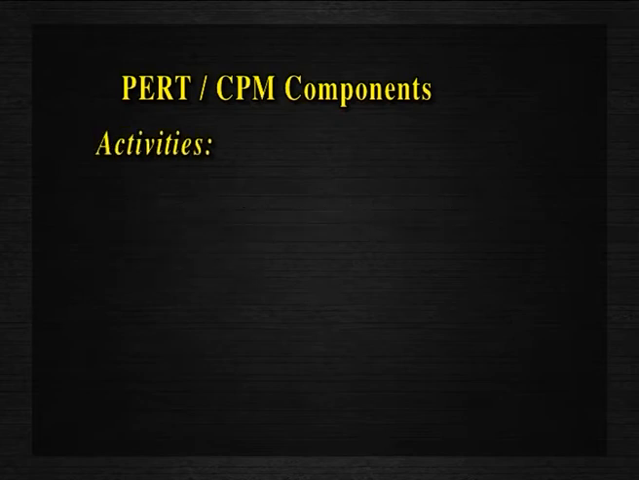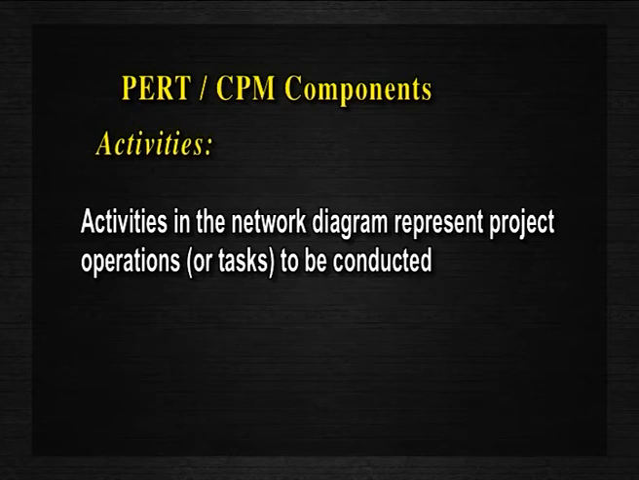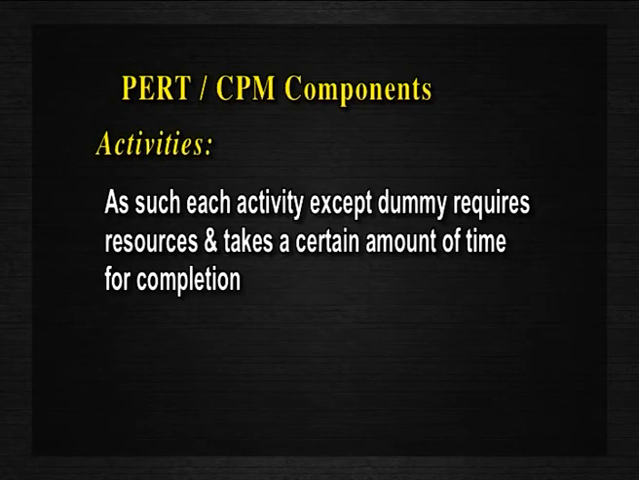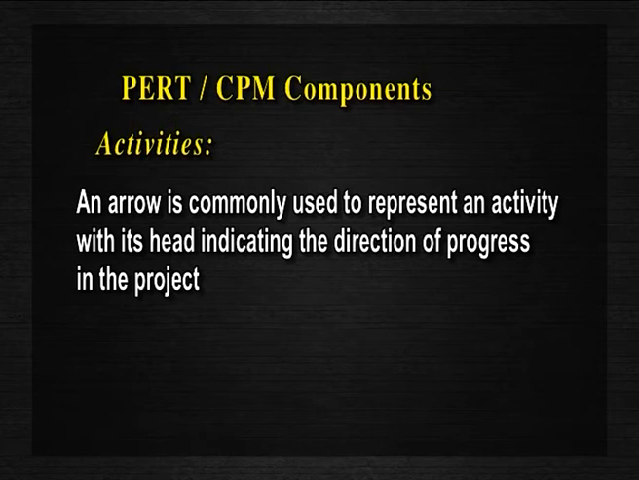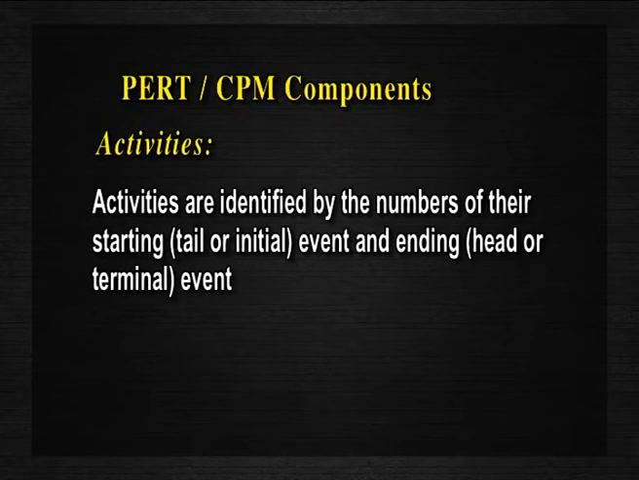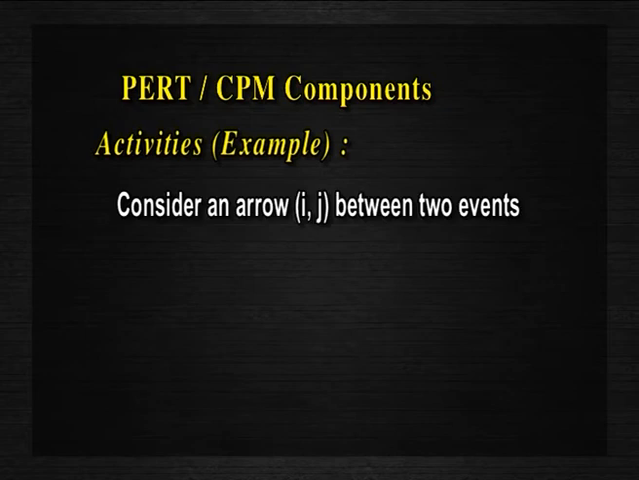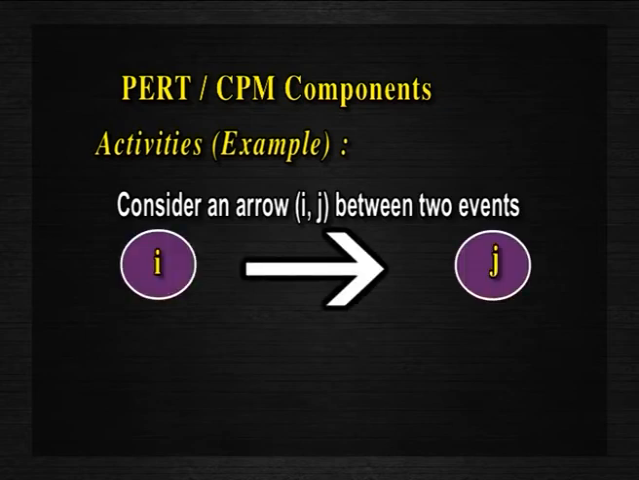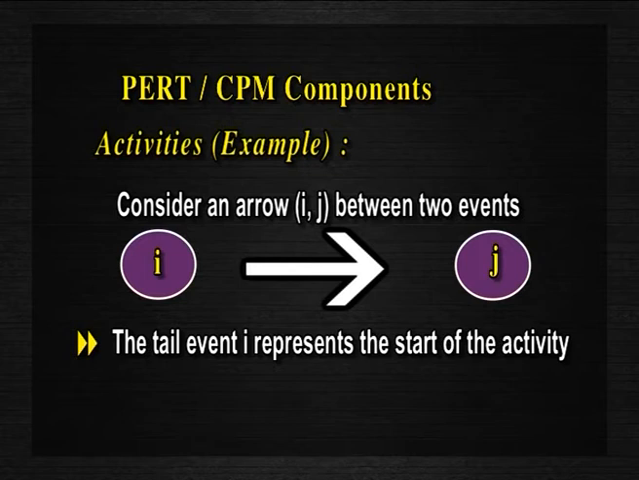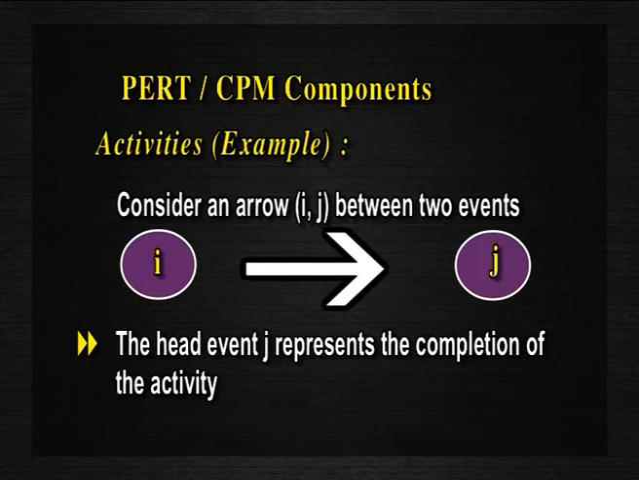Coming to the activities. Activities in the network diagram represent project operations or tasks to be conducted. As such, each activity except dummy requires resources and takes a certain amount of time for completion. An arrow is commonly used to represent an activity with its head indicating the direction of progress in the project. Activities are identified by the numbers of their starting, that is tail or initial event, and ending, that is head or terminal event. For example, consider an arrow ij between two events. The tail event i represents the start of the activity and the head event j represents the completion of the activity.